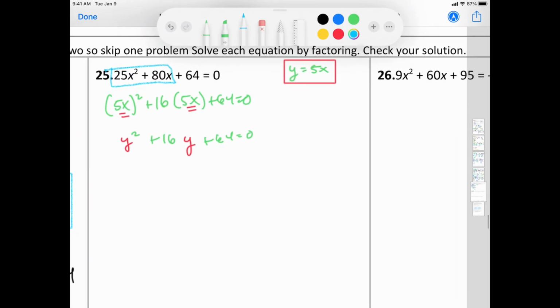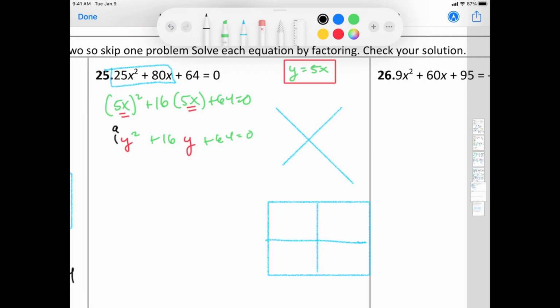And then I can do this, x box. A is 1, B is 16, C is 64, so A times C is 64. My B value is 16. My 2 numbers are 8 and 8. And we're splitting this one.